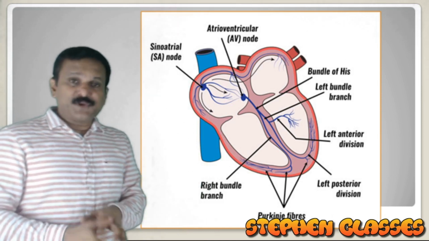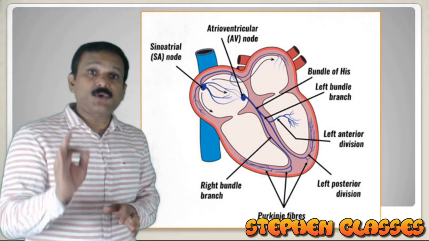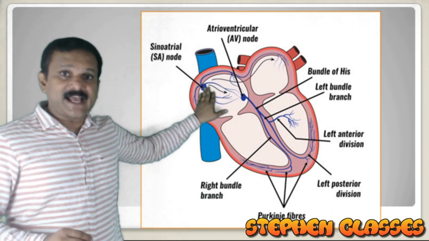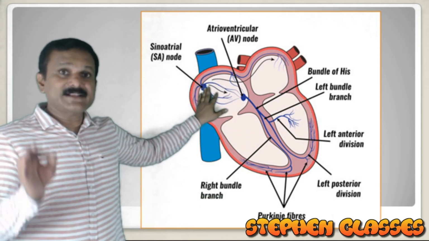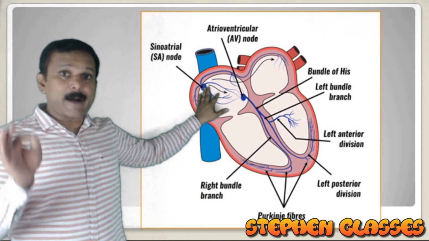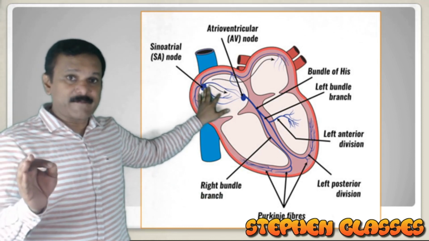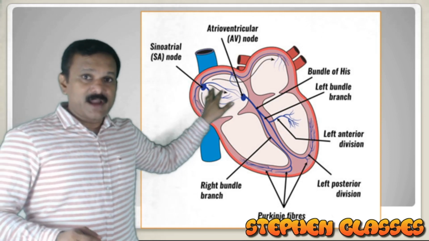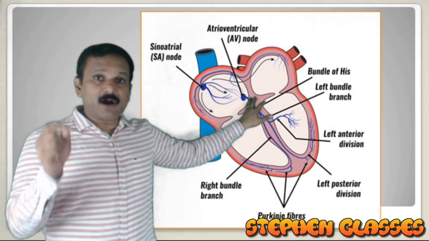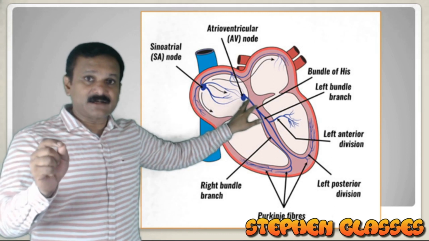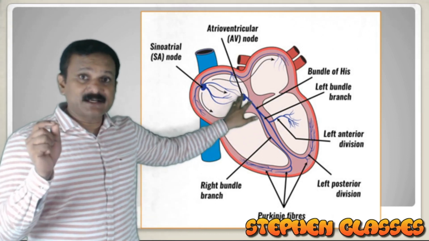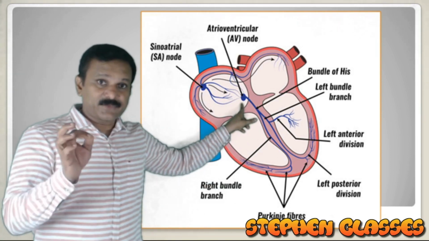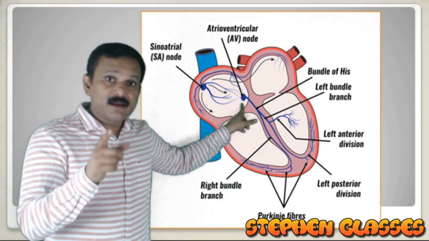Which is the natural pacemaker in the human heart? In the case of the human heart, the natural pacemaker is our SA node. The SA node is located at the upper lateral wall of the right atrium, very near the opening of the superior vena cava. And what about the AV node? The AV node is considered a pace setter, and it is located on the lower left corner of the right atrium.